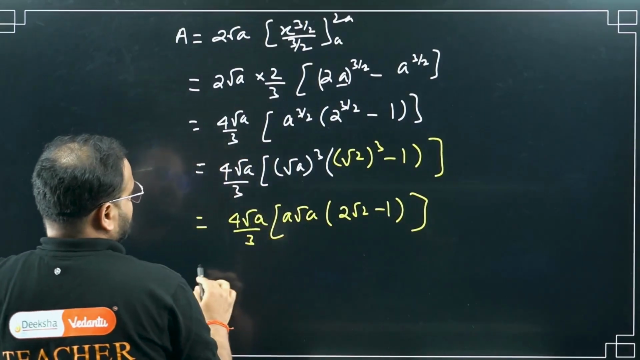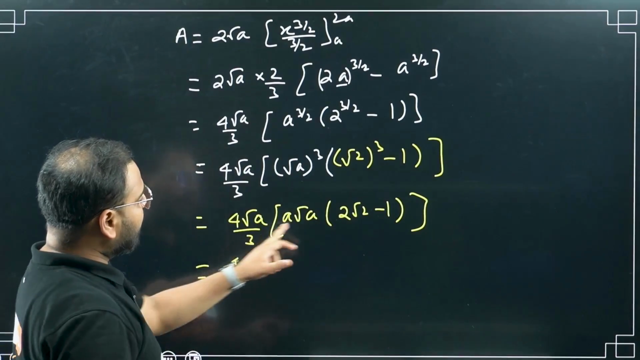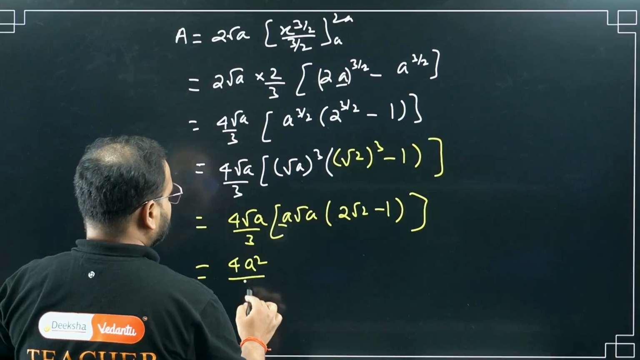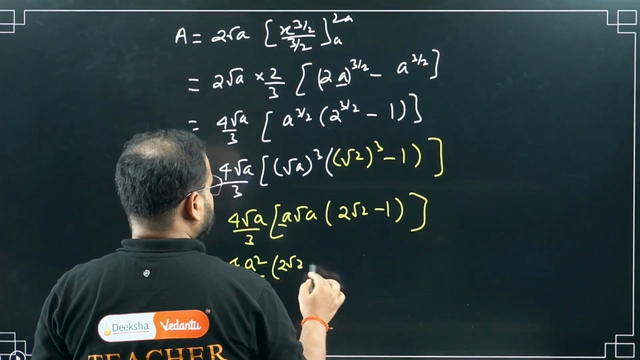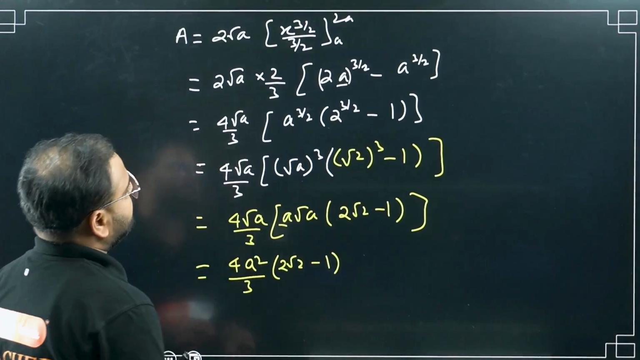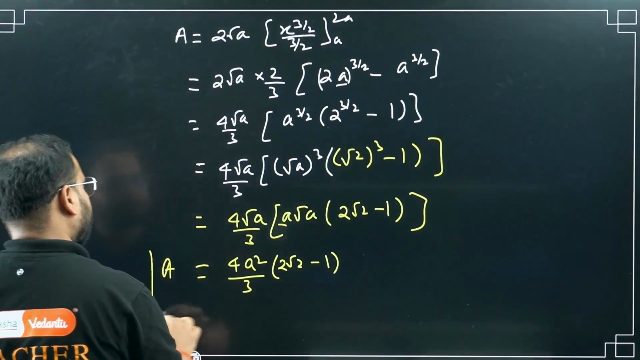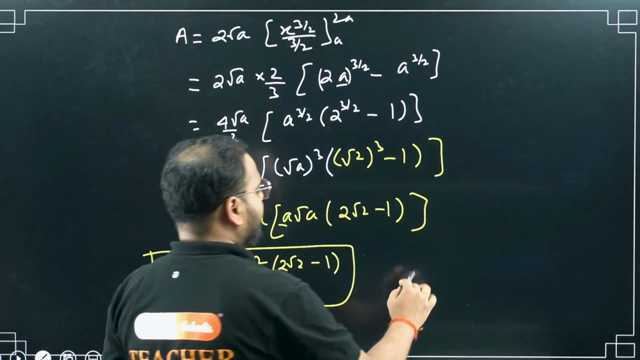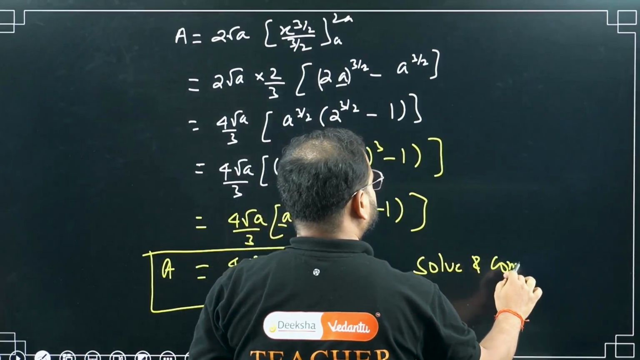Now bring this constant over here, you're going to get what? 4a square. How come, sir? Root a into root a is again a, and there is one more a here, so 4a square upon 3. This is my constant part outside, and this is the root in the bracket. This is my final answer. Have I missed anything? I hope not. This is my final answer. If you are getting any answer other than this, solve and comment your answer.